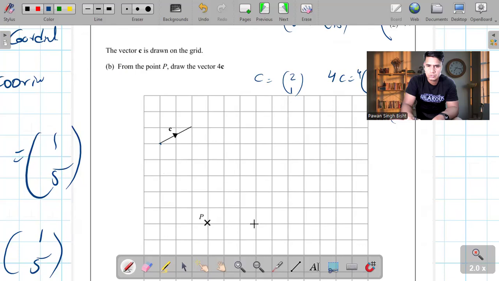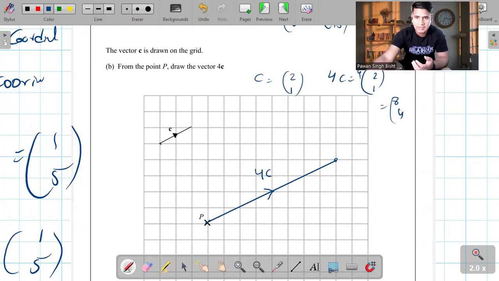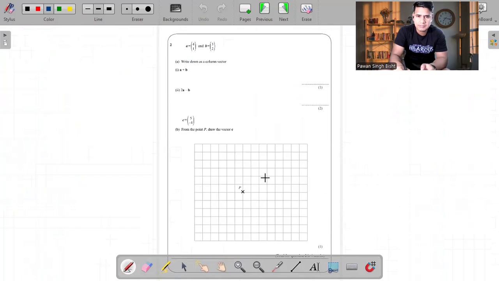Count 1, 2, 3, 4, 5, 6, 7, 8, then 1, 2, 3, 4. From here until here will be my 4C, which is (8, 4). Understand? They say from P draw 4C. C is (2, 1), so 4C will be (8, 4). This will be the answer. Next question. Again, we have the same type of question.